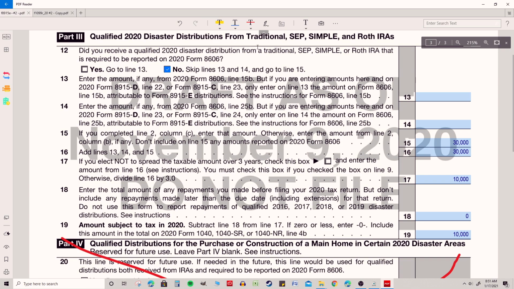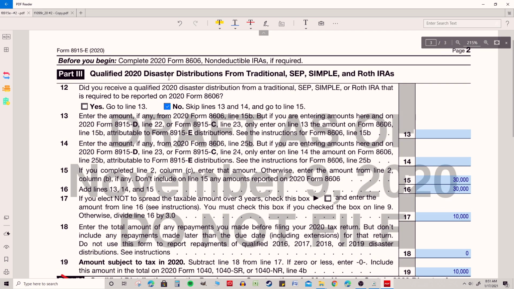Here you go, part 3. Qualified 2020 disaster distributions from traditional, SEP, and Simple and Roth IRAs. So the first question on line 12, it says, did you receive a qualified 2020 disaster distribution from a traditional SEP or Simple Roth IRA that is required to be reported on Form 8606? If you did not, and in this example, we're assuming the case is no, then you're going to check mark this box no, and you're going to skip right to line 15. So you would skip these first 2 lines and go right down here.